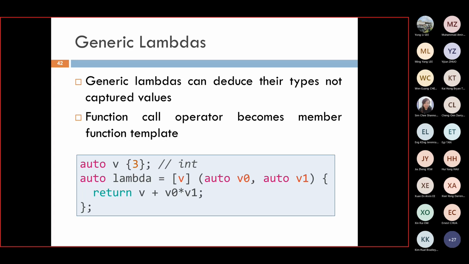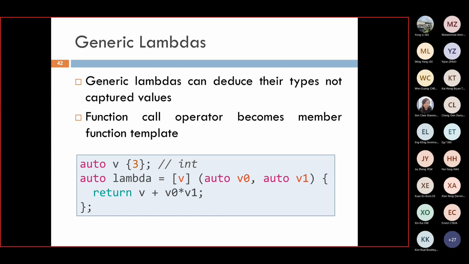What lambdas can do is we can have generic lambdas. What does it mean? It means you can pretty much call this particular lambda with any pair of types you wish. The only thing that you cannot deduce are the captured items. In this particular example, v is being initialized to the value 3. So although we are using the catch-all auto keyword to deduce v's type, we all know that v can have only the integer type. So v is not generic. v will always be int, but v0 and v1 can be any types. And the only thing that these types must provide is the multiplication and the addition operators. So make sure you understand that.